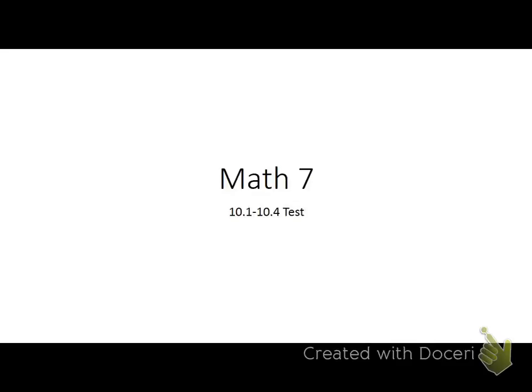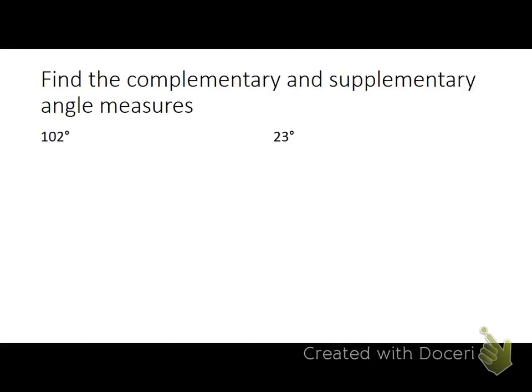Okay, so we're reviewing for your test tomorrow that's going to cover sections 10.1 through 10.4. In the first slide, I want you to find the complementary measure and supplementary measure for each angle, for 102 degrees and for 23 degrees. Find the complementary and supplementary. Make sure you identify which one is which.